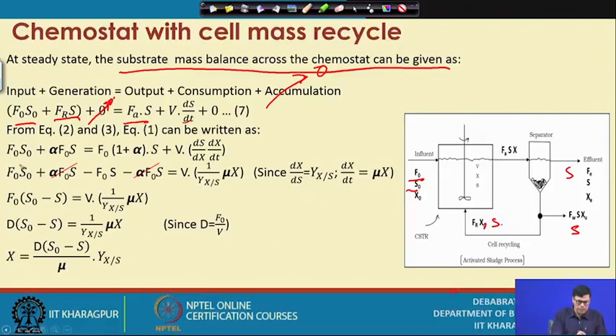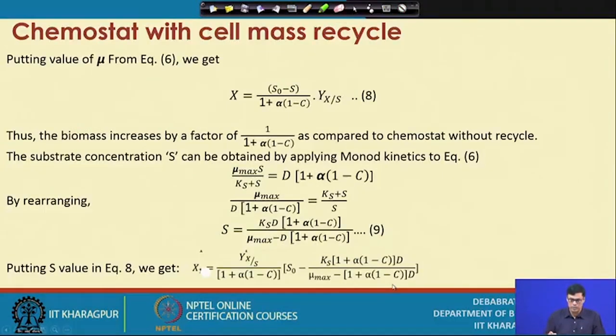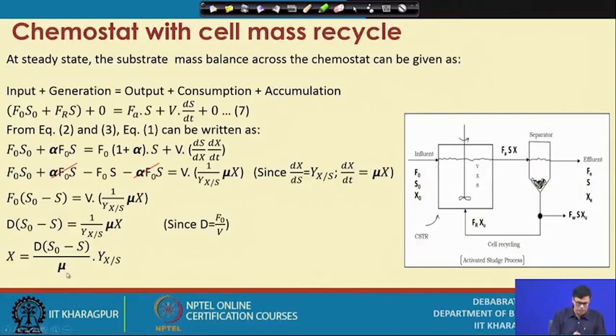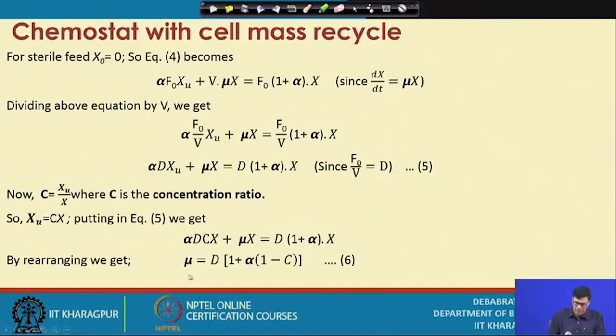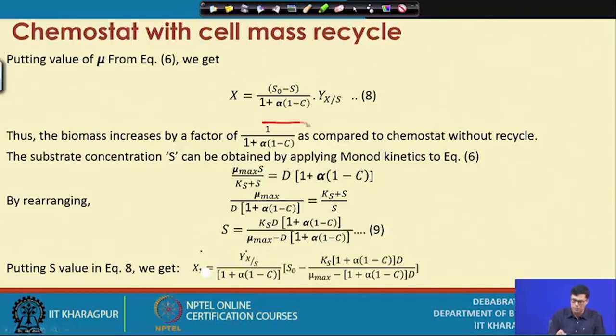Now, if you do the analysis of the process like this, we will come across this equation: D into S0 minus S equal to 1 by Y into mu X. So, X will be equal to Y X by S into S0 minus S. This is cell mass concentration, we can easily determine like this. Before that, we have derived this equation mu equal to D into 1 minus alpha into 1 minus C, am I right? So, I can put it here, and the final equation will be this, and thus the biomass increases by a factor of this as compared to the chemostat without recycling.